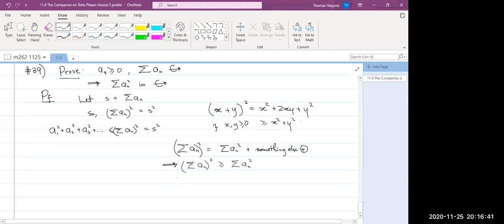Right? But this is convergent. This is convergent. Now, if a series with positive terms is bounded above by something convergent, then that series is convergent. Okay, that's for number 39.